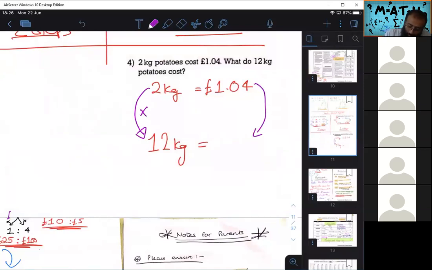Okay, Ibrahim, what are you talking about? I want to go from 2 kilograms to 12 kilograms. What do we multiply 2 by to give you 12? 6. Yeah, that's what I want you to say. What we do on the left-hand side, we have to repeat it on the right. Okay, what is £1.04 times by 6?